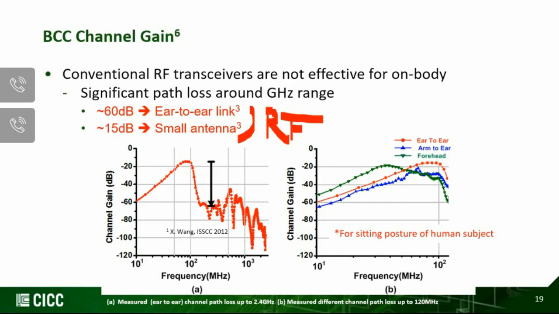Compared with that, you can see that the channel pathloss for the human body coupling is much less. The shape itself is about the same. It has a bandpass characteristic from around 20 megahertz up to around 80 megahertz. You can see that the pathloss is minimum there. This is, obviously, depending on the posture of the human subject. We'll come back to that in the coming slides.